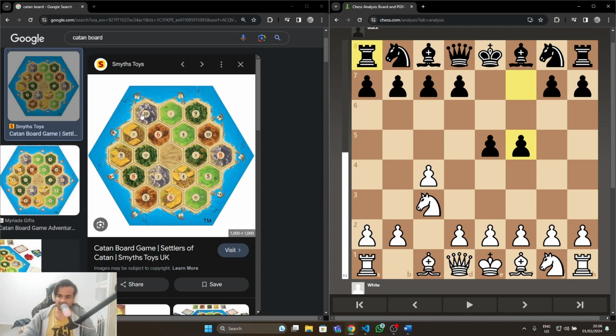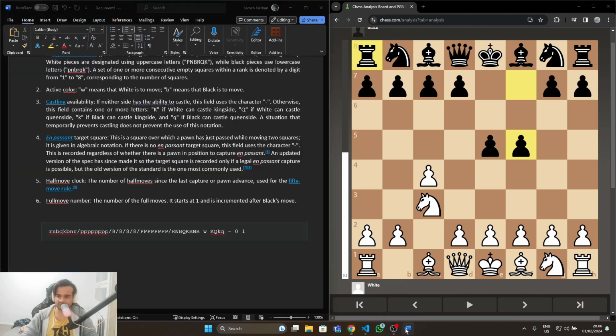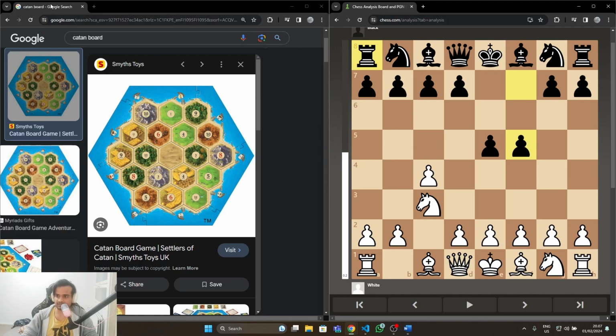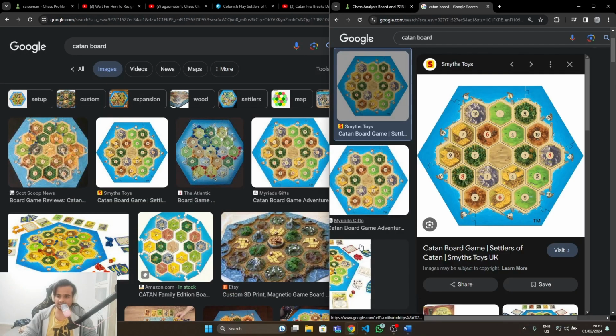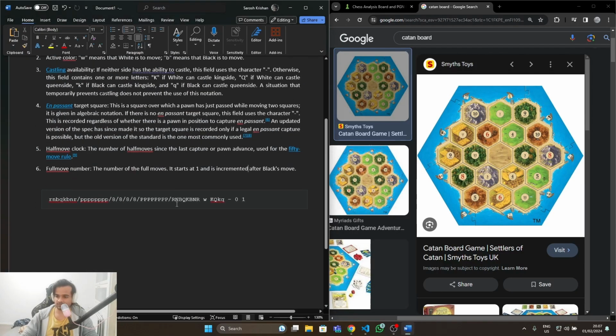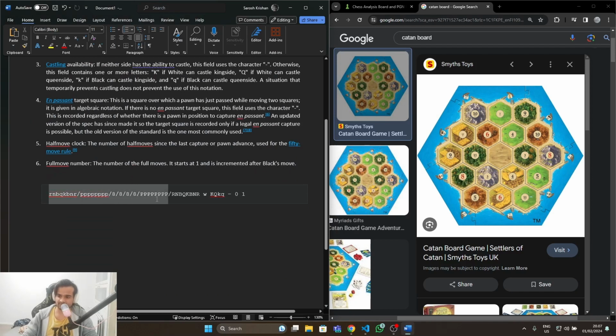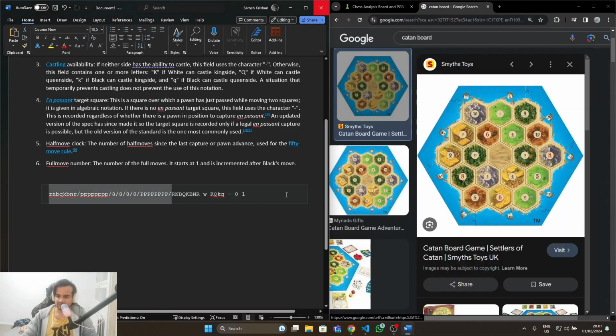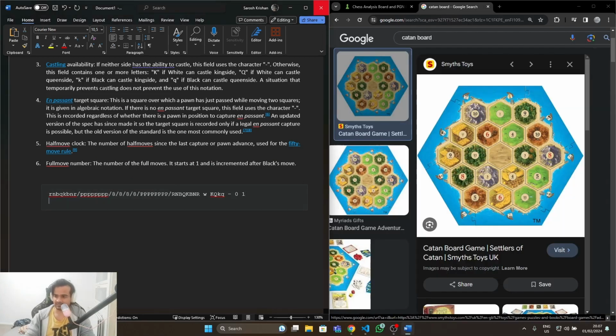So yeah, each tile has a number associated with it and a resource type. So we can easily create something similar to what we had over here. Let me just add this to here and here. So we had this for the chessboard. So we can create something pretty similar, I think.